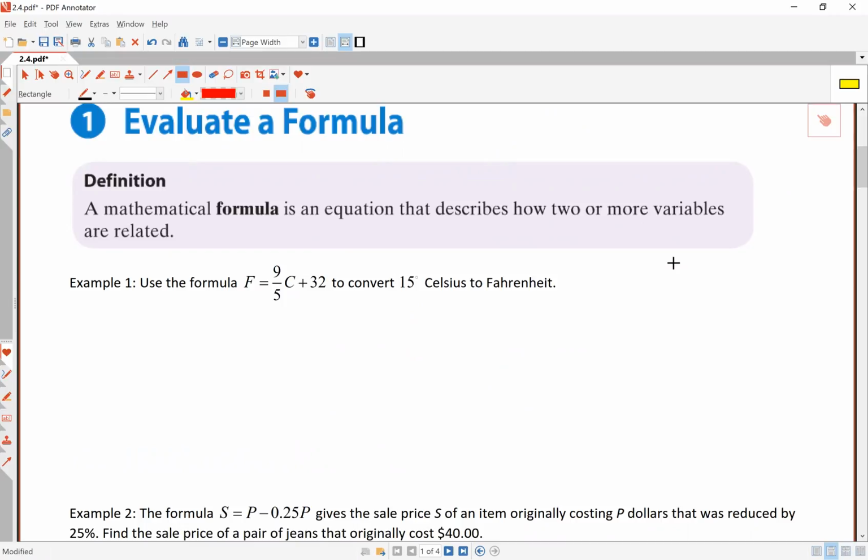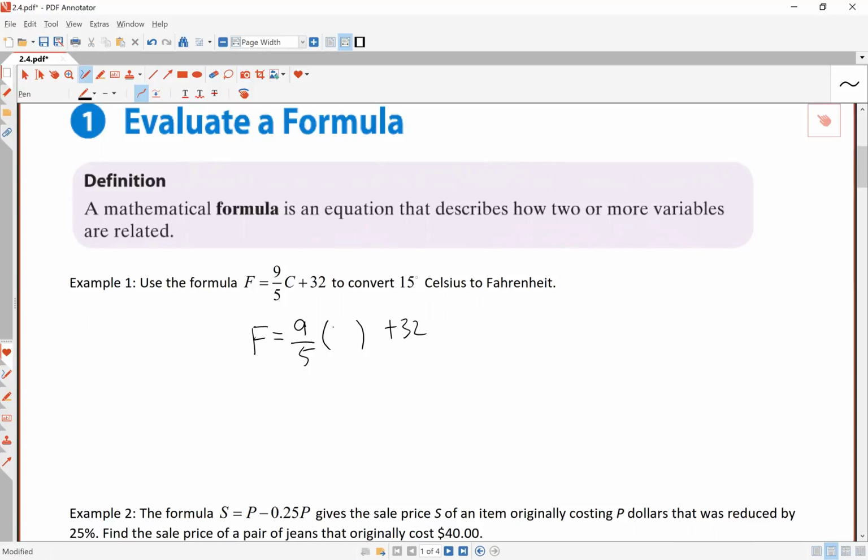In example 1, we see a relationship between the Fahrenheit and Celsius temperatures. The Fahrenheit temperature is found by taking 9/5 multiplied by whatever the Celsius temperature is, and then adding 32. This is how we would convert any temperature in Celsius over to Fahrenheit.